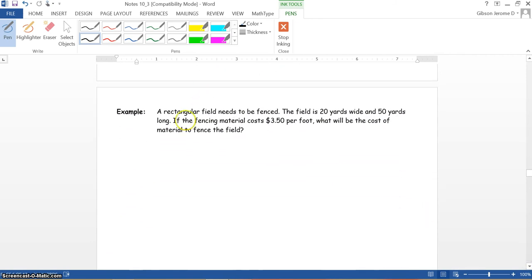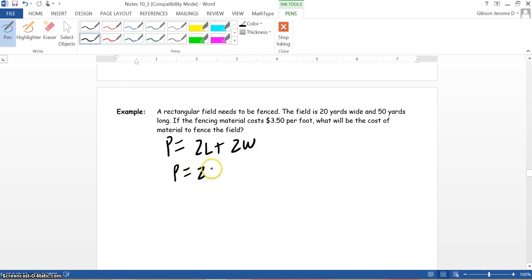Now it says example. A rectangular field needs to be fenced. The field is 20 yards wide and 50 yards long. If the fencing material costs $3.50 per foot, what will be the cost of material to fence the field? So first we have to find a perimeter. Now it's a rectangular field, so we have 2 lengths plus 2 widths.